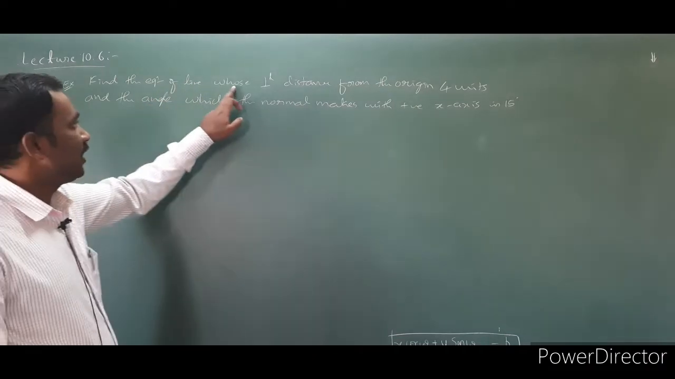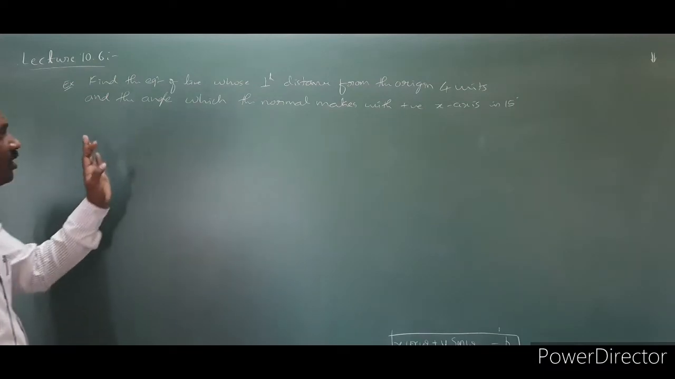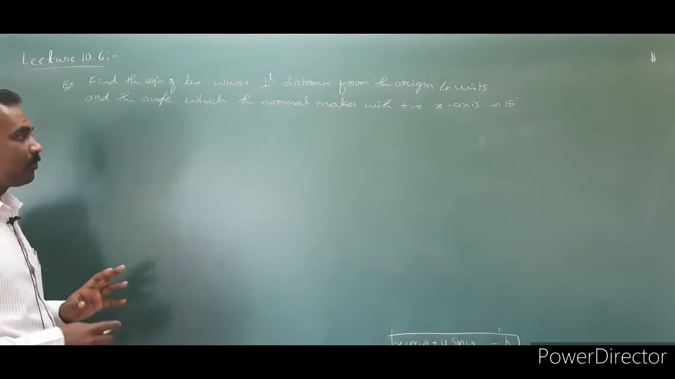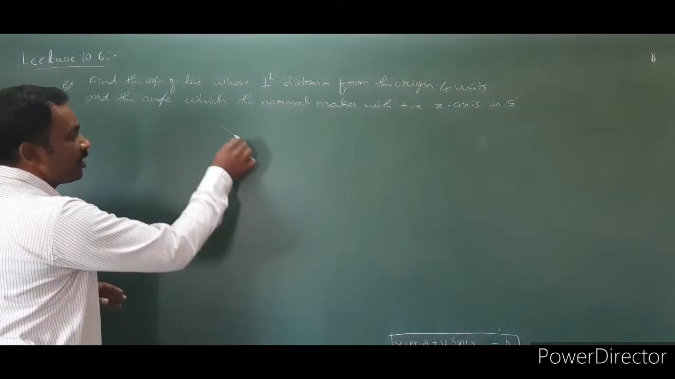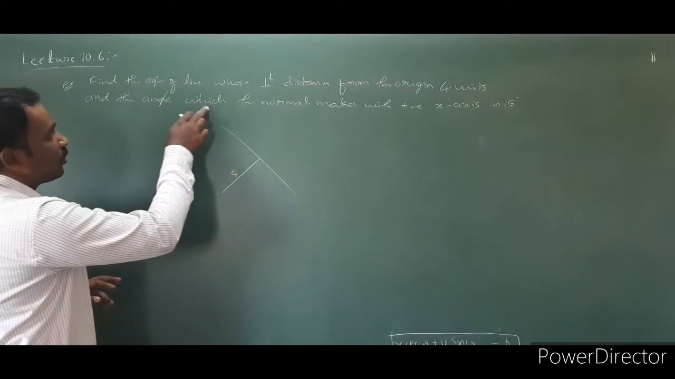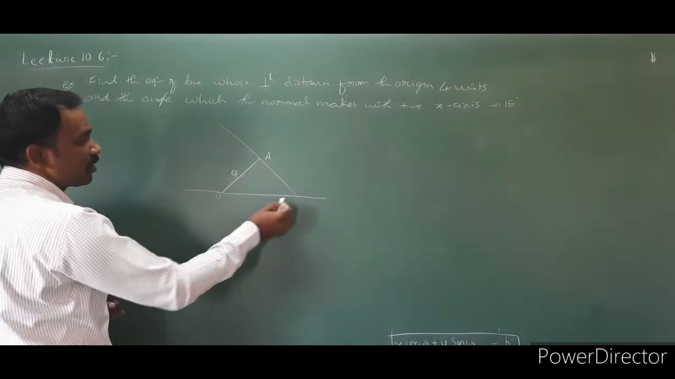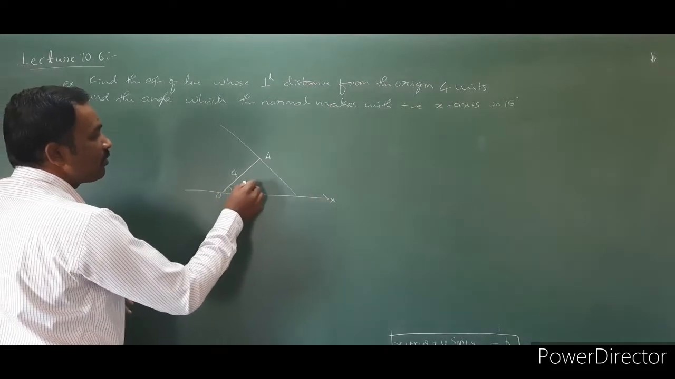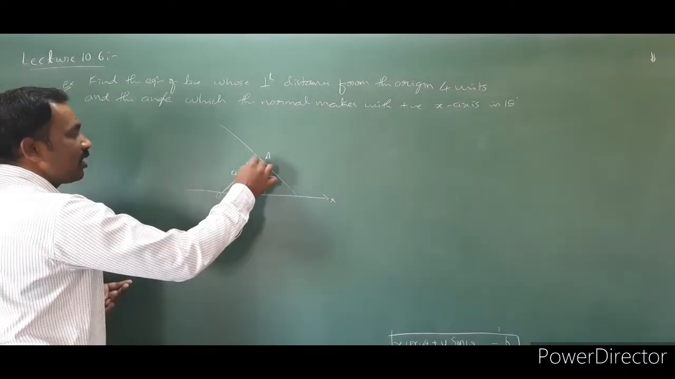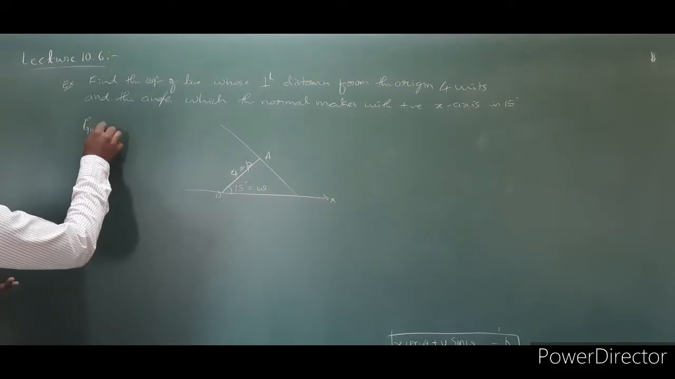Find the equation of the line whose perpendicular distance from the origin is 4 units and the angle which the normal makes with the positive direction of the x-axis is 15 degrees. OA is the normal, which makes an angle of 15 degrees with the positive direction of the x-axis. So 15 degrees is omega, and 4 is P. You already know the formula. Given that, are you clear how to analyze?